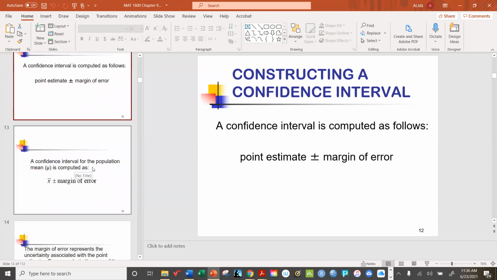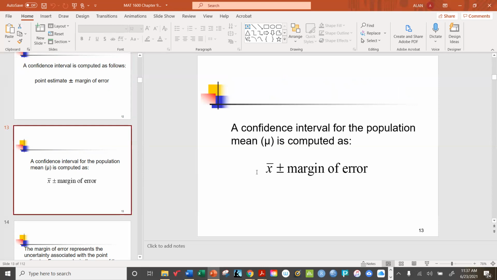Now, later on, we'll see that there's a specific formula for the margin of error, but just think in terms now of general big picture things. The point estimate plus or minus some margin of error is what we need to calculate a confidence interval. And in this specific case where you're looking at the confidence interval for a population mean, the point estimate is, of course, X bar. Okay, so in other words, if we're looking at the confidence interval for a population mean, then we have X bar plus and minus the margin of error.